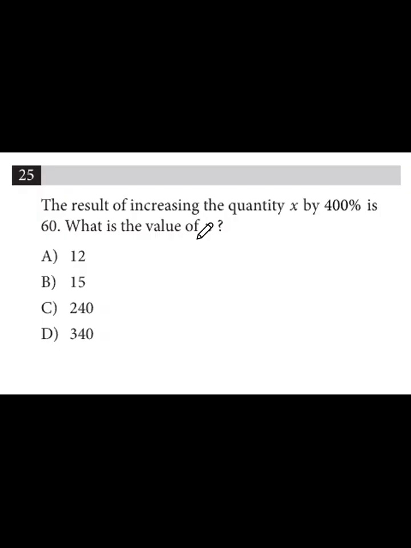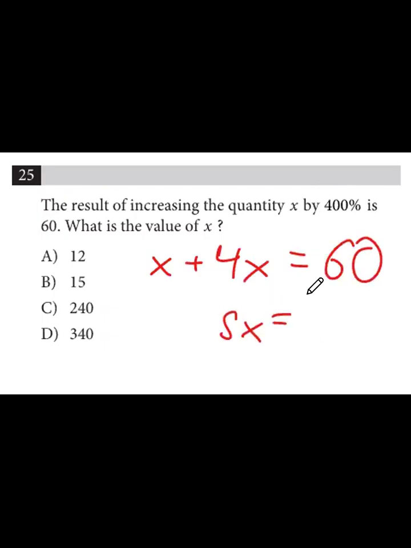So question 25, the result of increasing quantity x by 400% is 60. What is the value of x? So we have x plus 400% as a decimal, which is 4x, equals 60. So 5x equals 60, which gives x equal to 12. So the correct answer is A.